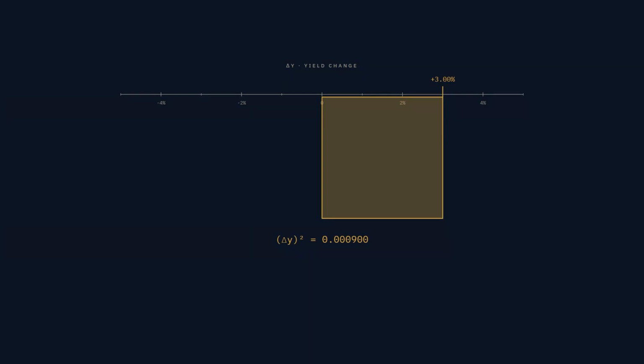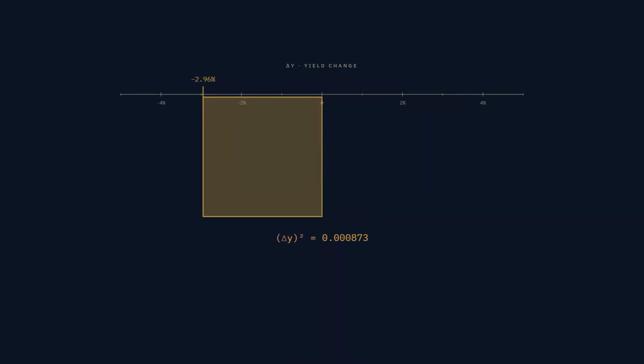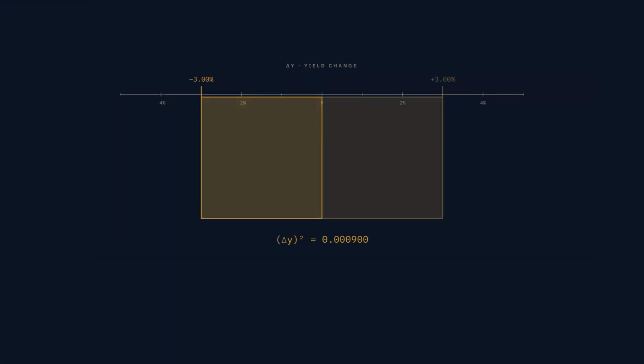When the rate change is minus 3, the square hangs on the other side of 0, but it has the same area, 9. The square doesn't care which side of 0 its side length came from. Area is just area, and it can never go negative. Which means convexity always adds to your return, whether rates rise or whether rates fall. Always. For the same reason a square always has positive area, no matter which side of 0 you measured its side from.